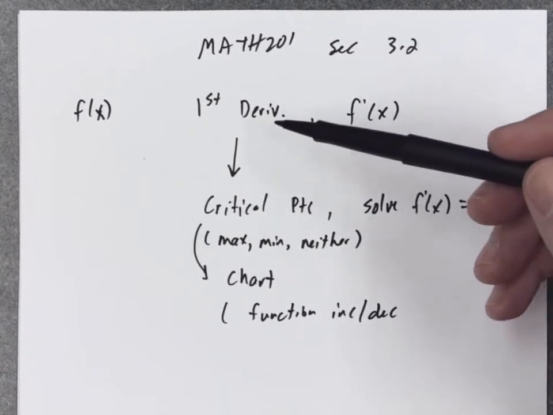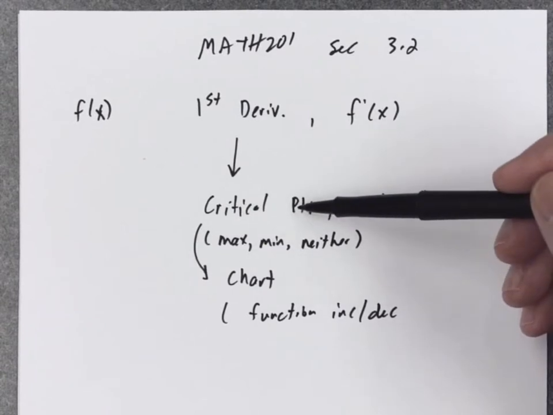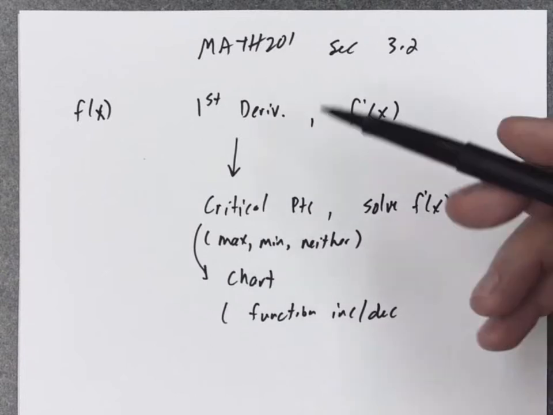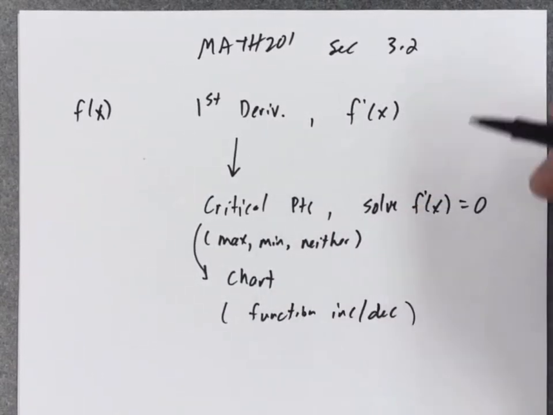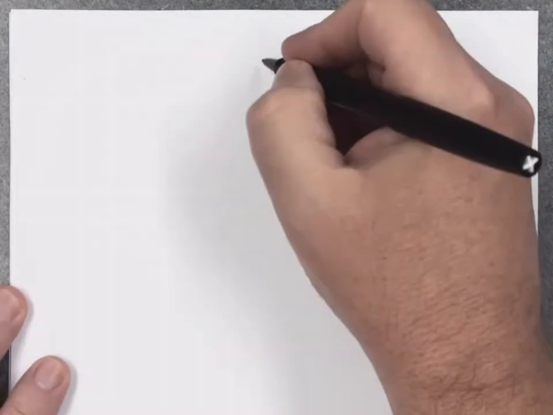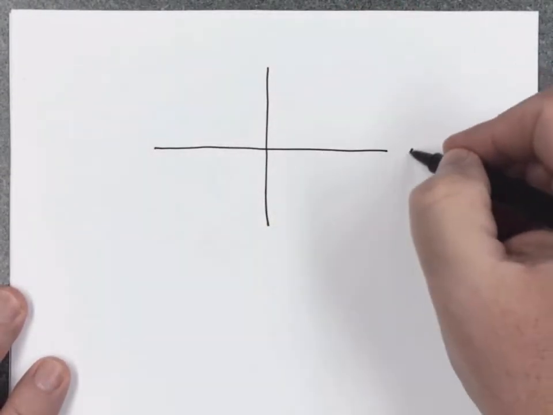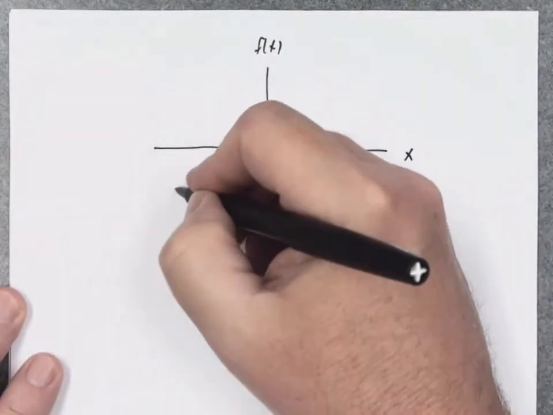So once again, the first derivative allows us to determine our critical points, and we use this chart. And also, the first derivative can tell us where the function increases or decreases. Let me just draw a quick sketch of a graph and remind you of the kinds of stuff that the first derivative was able to tell us.